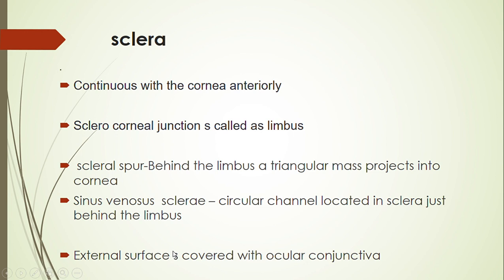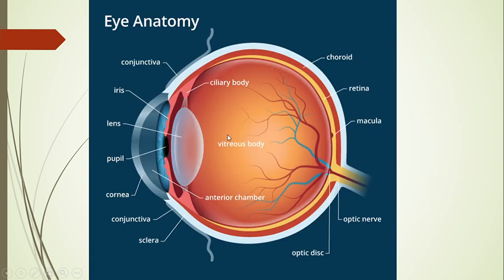The sclera is completely covered externally by the conjunctiva. Here we can see the conjunctiva, the outer thin covering. Only the sclera is covered with the conjunctiva.